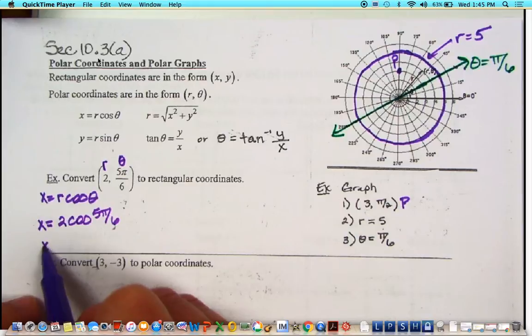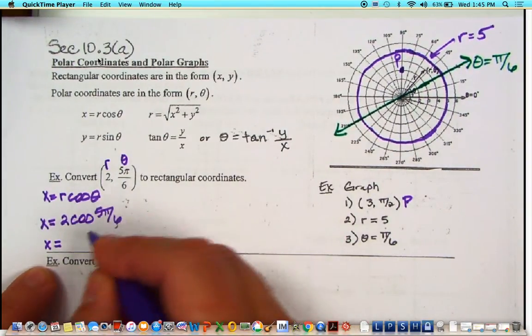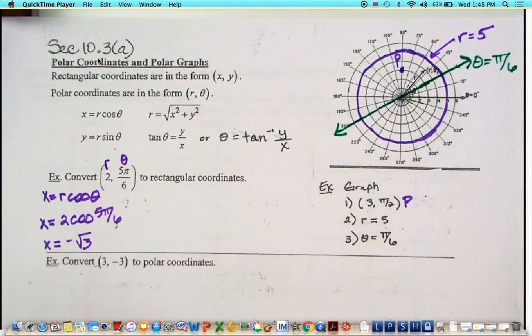So you're going to have to remember some trig here. Cosine of 5π/6 is negative square root of 3 over 2. So 2 times that would be negative square root of 3. I'm not losing anybody, am I?